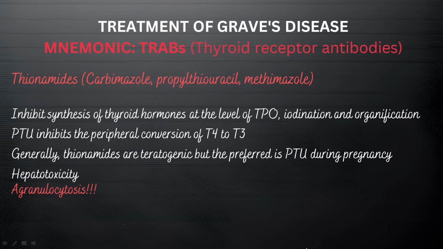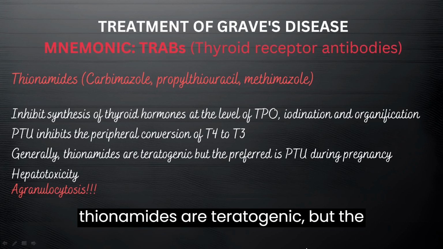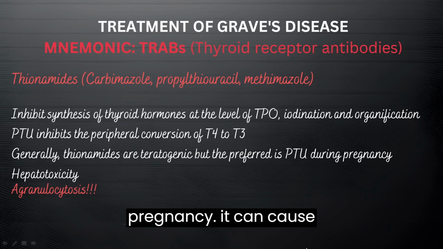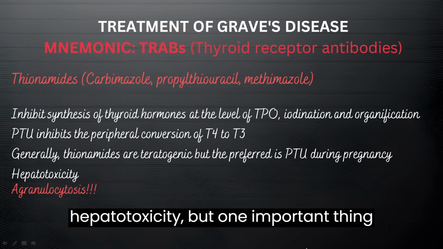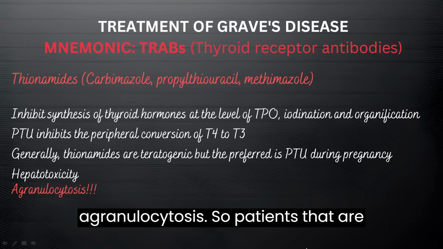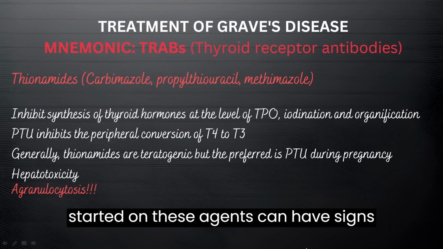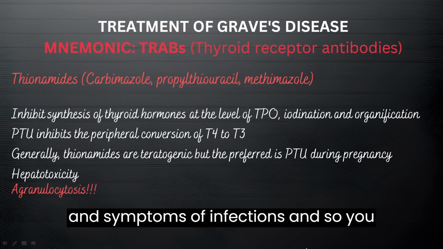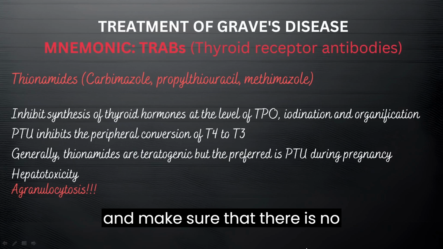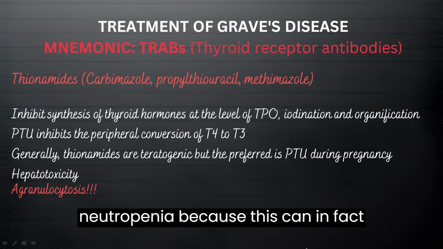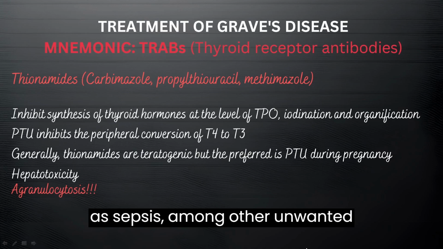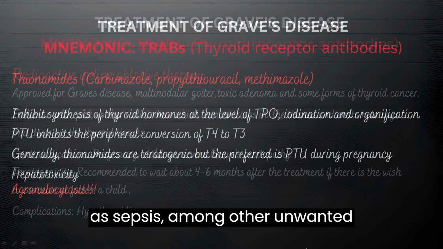Generally speaking, thionamides are teratogenic, but the preferred one is propylthiouracil during pregnancy. It can cause hepatotoxicity. One important thing that I want to really emphasize is agranulocytosis. So patients that are started on these agents can have signs and symptoms of infections, and so you'd like to assess the full blood count and make sure that there is no neutropenia because this can in fact lead to complications such as sepsis, among other unwanted complications.